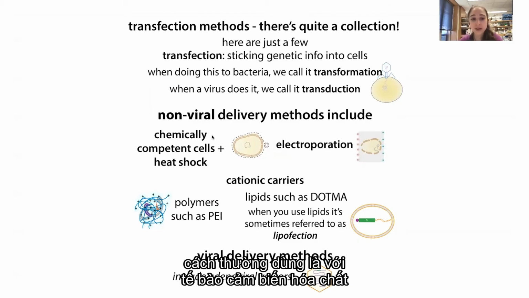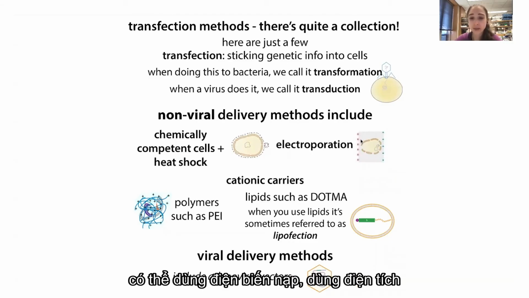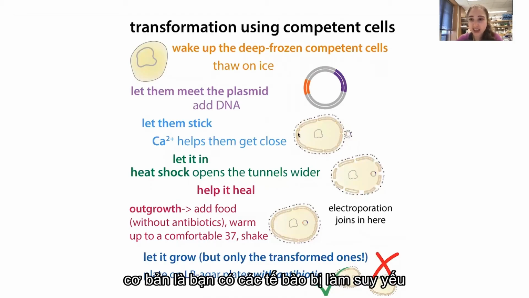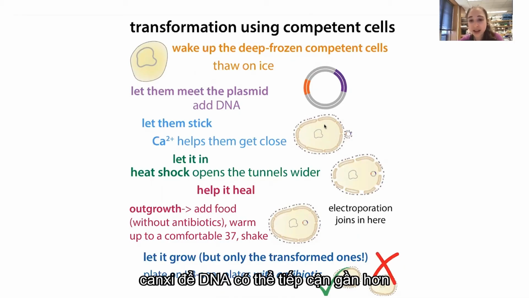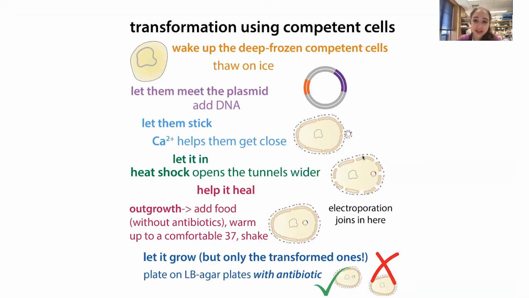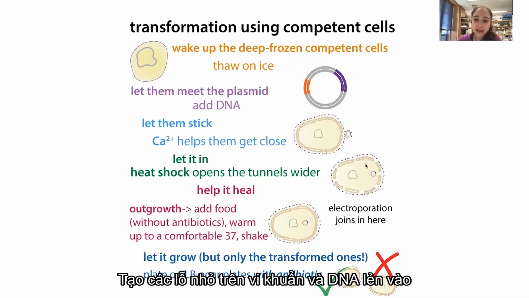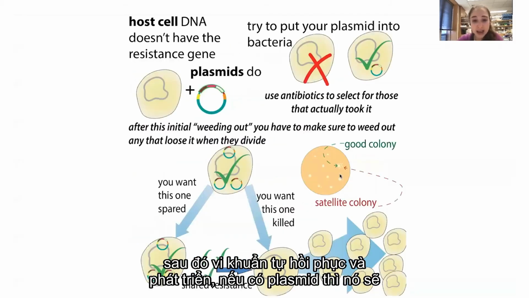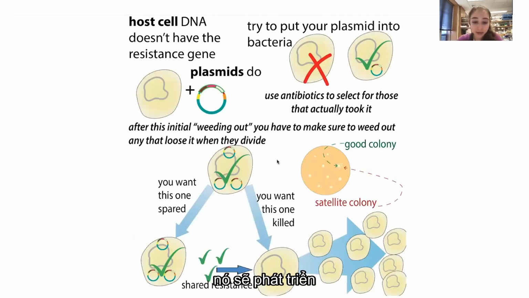Commonly used ways to do this are chemically competent cells with heat shock, or you can use electroporation, which uses charge. What I use is heat shock, where you have cells that are really weakened and coated in calcium so that the DNA can get really close, and then you flood the DNA in there. You use heat shock to help open up little pores in the bacteria, and the DNA sneaks in, and then the cell heals itself and grows. And if it has the plasmid, it'll grow.